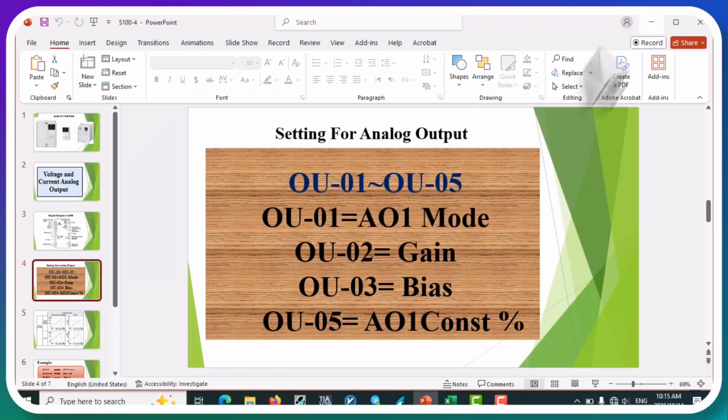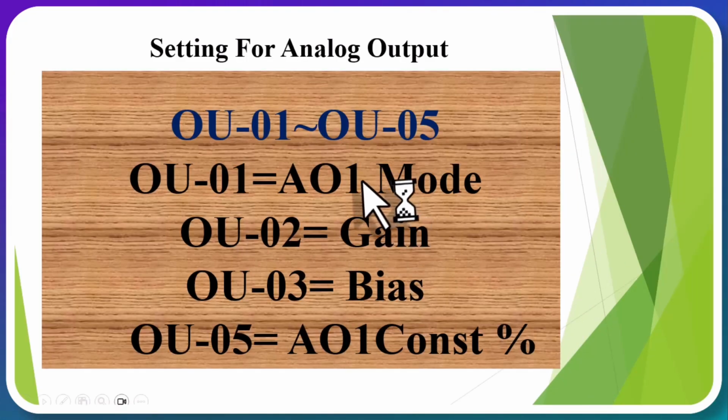Okay, let's go back to our own parameters. So, in OU01, we need to specify according to which parameter this inverter should output 0 to 10 volts. We want to set it to 0, meaning the frequency that we set in parameter DR20. OU02 is our gain, OU03 is our bias, and OU05 is a fixed value.